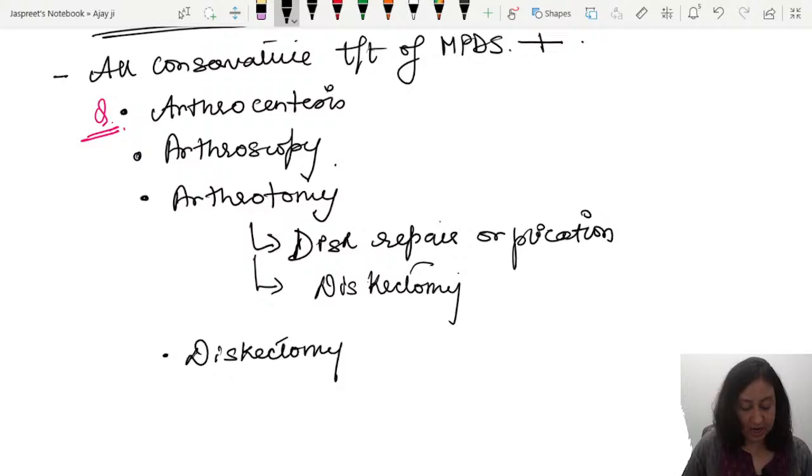If we do a discectomy, what will we do? Autologous. We have to replace the disc also. So autologous.